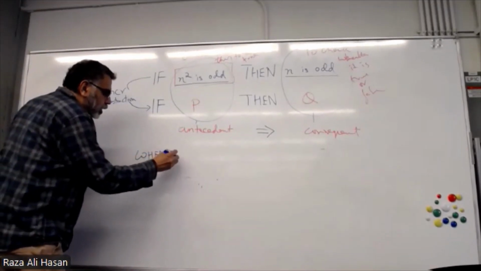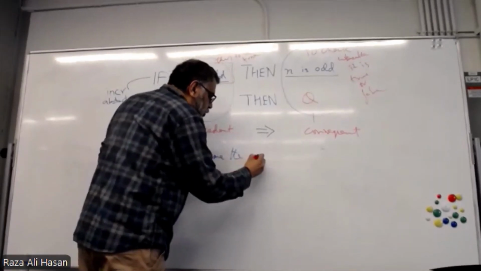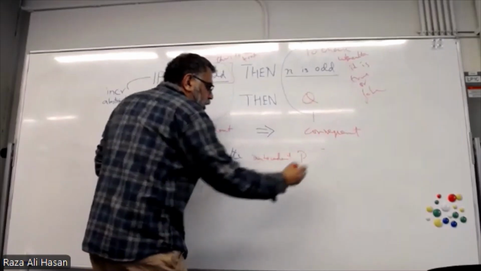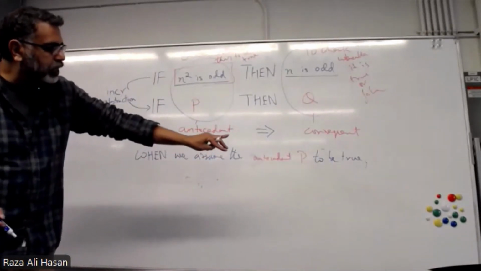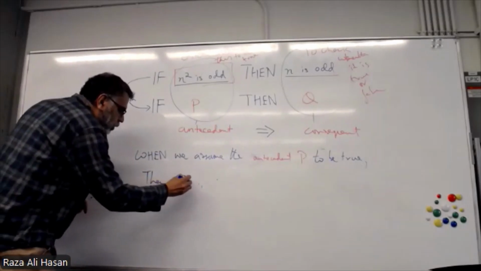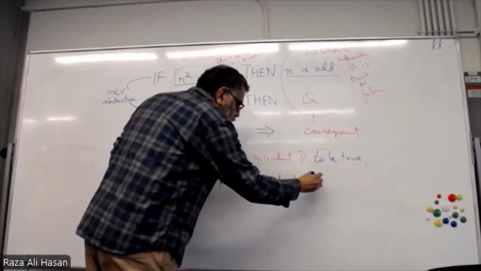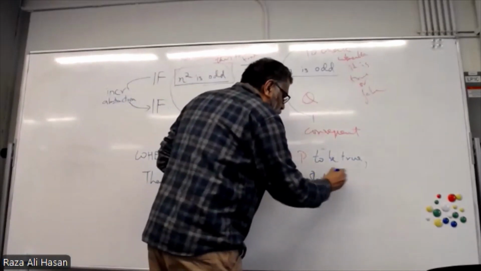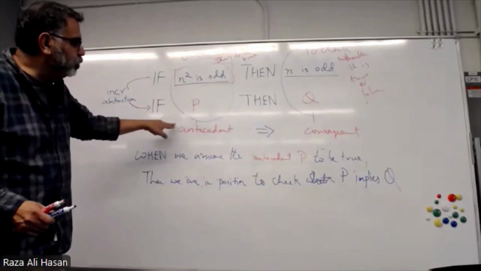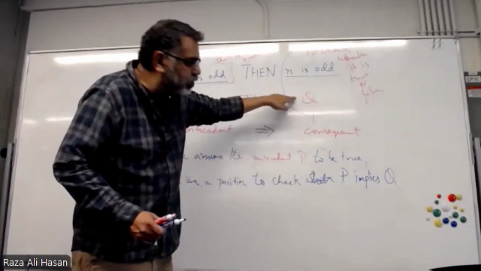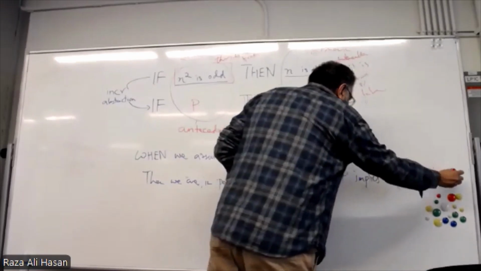When we assume the antecedent P to be true, then we are in a position to check whether P implies Q. If we assume P to be true, does that imply that Q is also true? Okay.